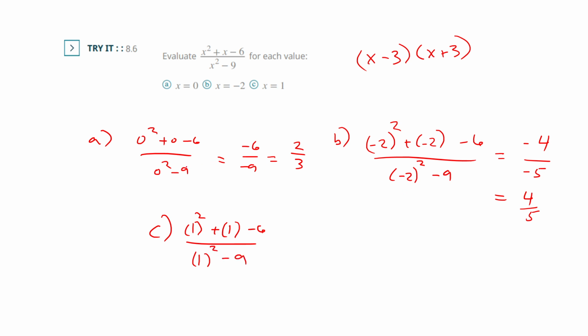I guess I see that even on this one I didn't show all. You really should put it in parentheses every time, but it's only going to be a problem with the minus signs. So you could skip it if you didn't have the minus signs. But okay, so I've got 1 plus 1 minus 6, and I've got 1 minus 9. Okay, got a minus on the top and the bottom, so that'd make it 4/8, but that reduces to 1/2.